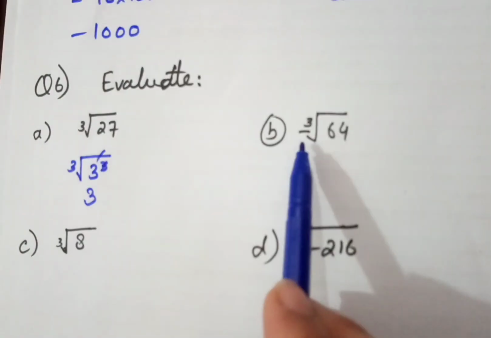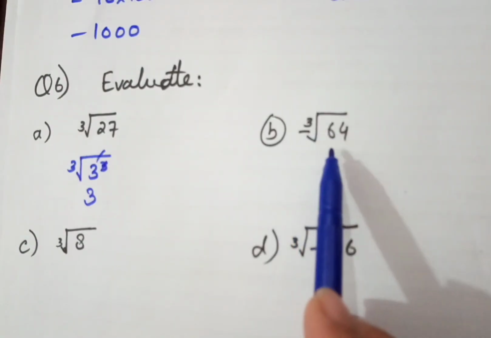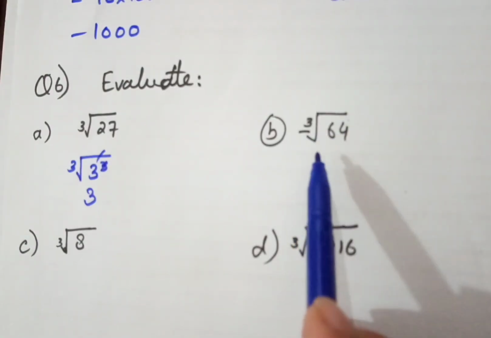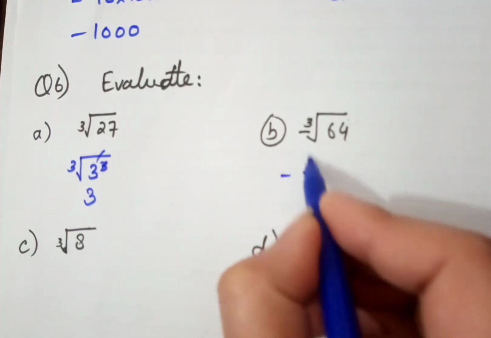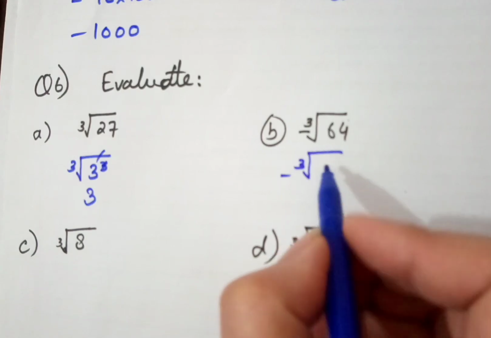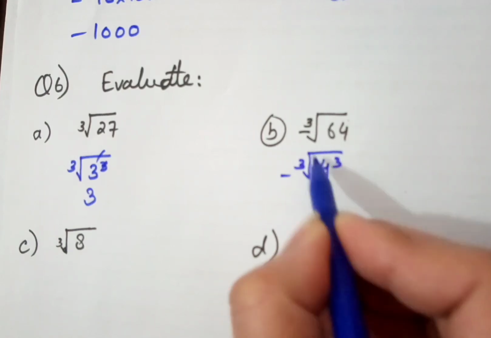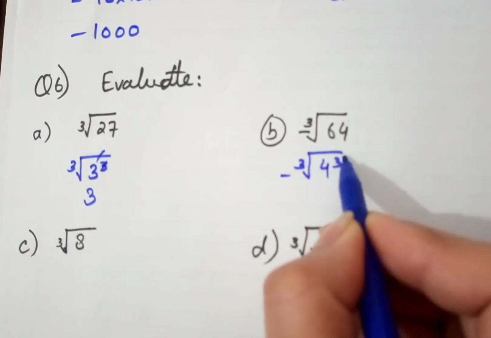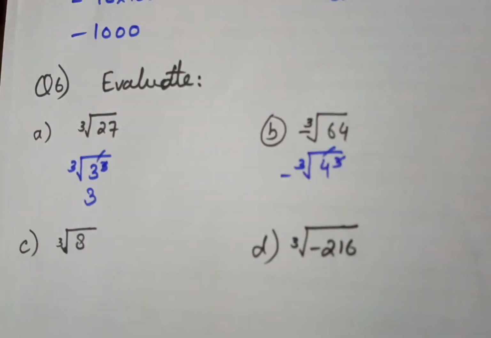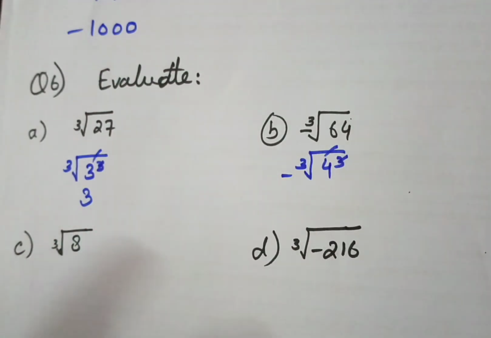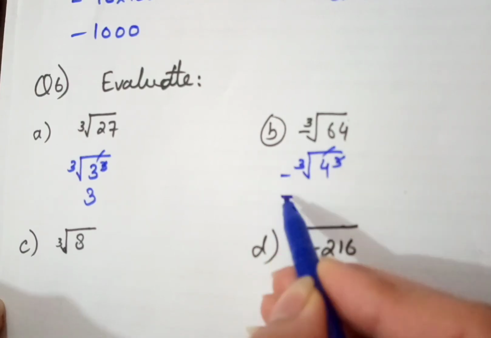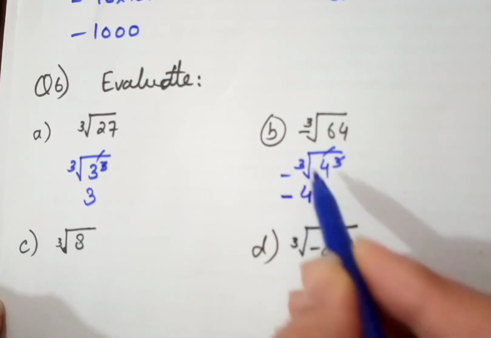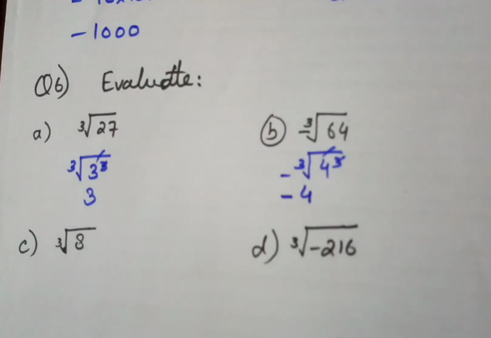Now we have minus cube root of 64. That means it is a negative cube root. Now 64 is a cube of 4. This cube root and this cube sign undo each other, and undo means that they cancel each other. They are the inverse sign. Now we get the answer minus 4. So it is the answer of minus cube root of 64.